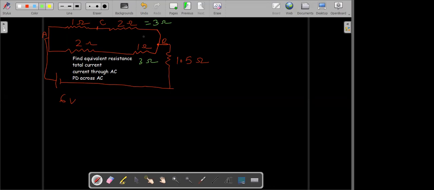Sir, then is it 2.1? No. Then you find the parallel equivalent for it. The parallel equivalent for this will be 1.5 ohm. So this whole circuit is 1.5 ohm, and this 1.5 is in series, so 1.5 plus 1.5 makes the total resistance 3 ohm. And hence the total current I will be equal to 6 over 3, which is 2 ampere. Then you have to find the individual current, that is, current flowing through AC and PD across AC.